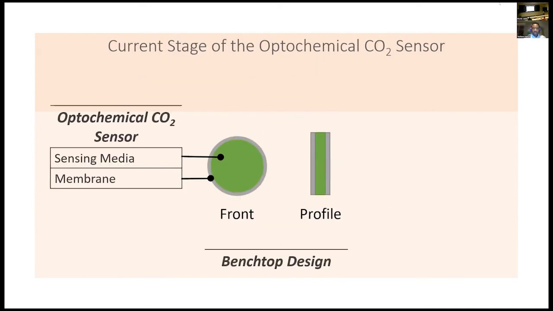So where we are now is we're developing an optochemical CO2 sensor, where opto means optical and chemical is chemical. The mechanism is called the Severinghaus mechanism, and we transduce carbon dioxide concentration into an optical signal via a sensing media. And the sensing media right now is aqueous, so we have to encapsulate it in a membrane.